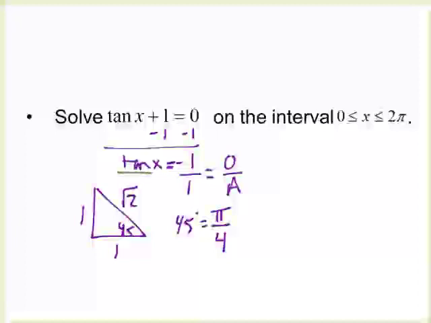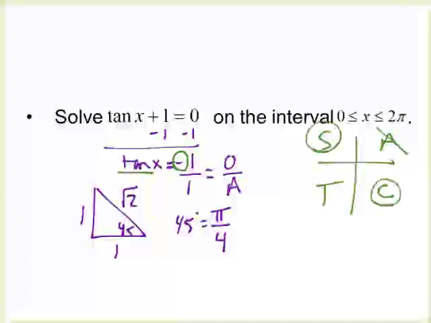Our equation says tangent is negative. So in which 2 quadrants will tangent be negative? S and C. A means all are positive, and we don't want a positive answer. We want a negative answer. T means tangent is positive, and we don't want tangent to be positive. We want tangent to be negative. So we need the S quadrant and C quadrant. So in the S quadrant, what will our answer be? 3 pi over 4. And in the C quadrant, 7 pi over 4.